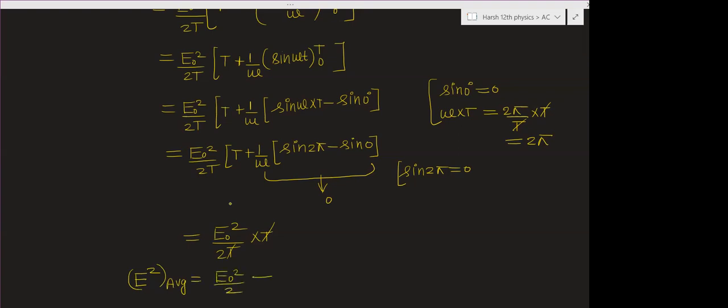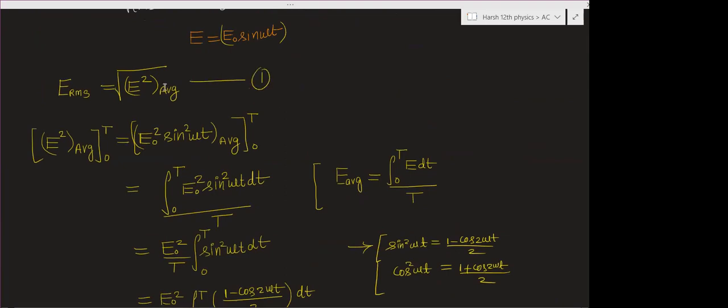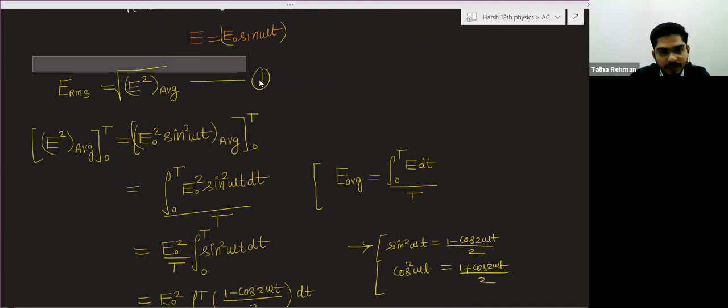Suppose this is equation number 2. Now see equation number 1. This is our equation number 1. Now put the value of E square omega t, E square, in this.